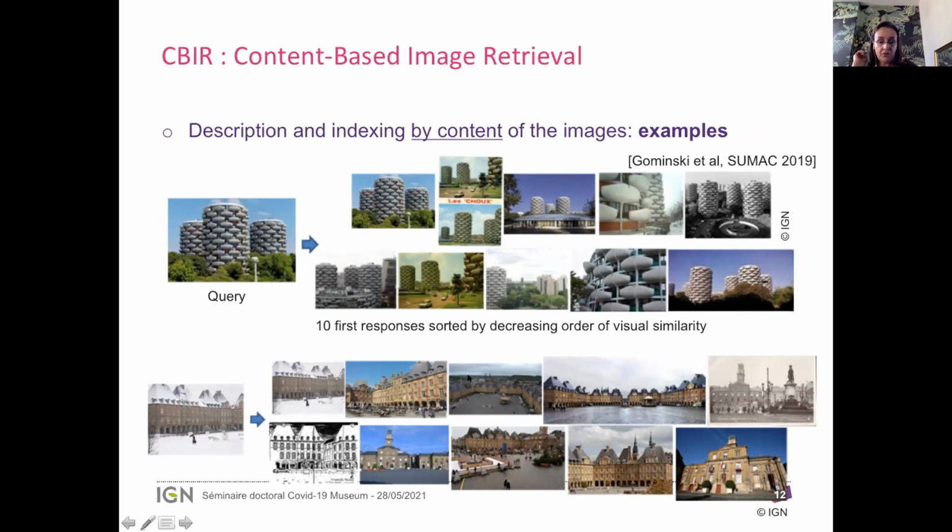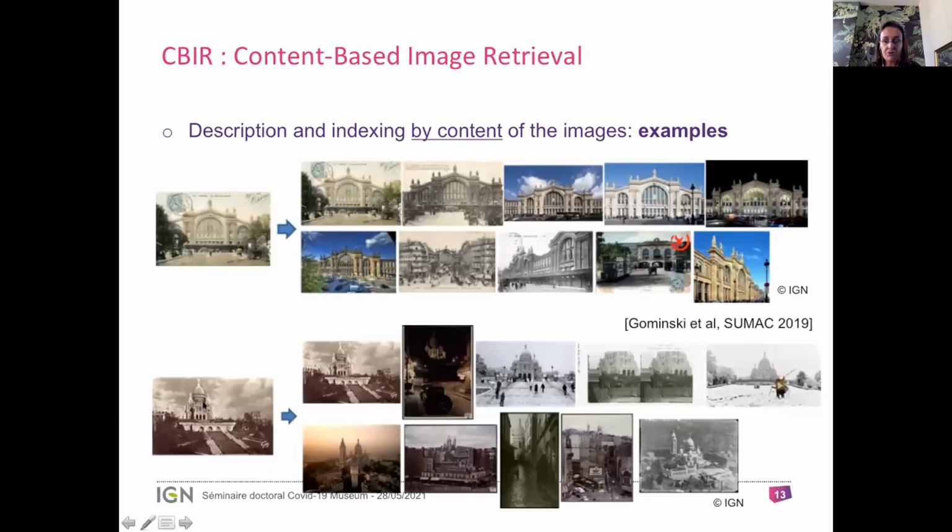Here you have some other example. I think it's a place in Charleville-Mézières. I'm not sure, but it should be Charleville-Mézières, another French city. And so you can see that with the descriptor used here, but of course you can change the descriptor, the system retrieves the images of the same scene in different conditions. Here the season is different, the point of view is different, the illumination is different, etc. Some other example.